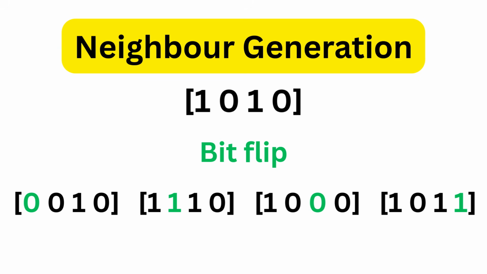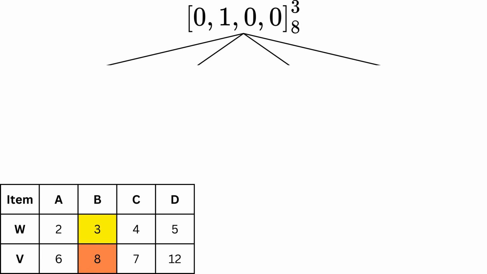To generate new states or neighbors, we will flip each bit one by one. For example, if we flip the first bit, we get 0010. If we flip the second bit, we get 1110, and so on. So by flipping a bit, we have generated 4 new states. Here we have generated a random initial state, that is 0100. It means only the item B is carried. The weight is 3 and the evaluation value is 8.